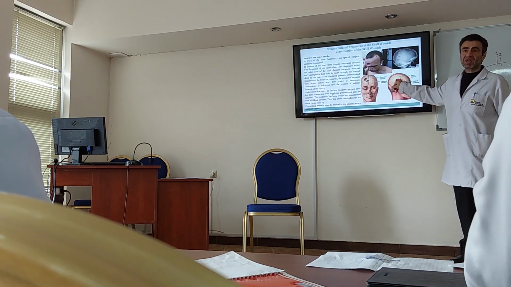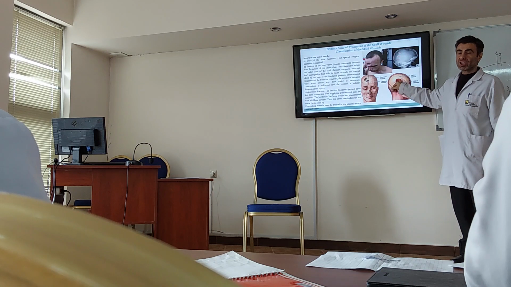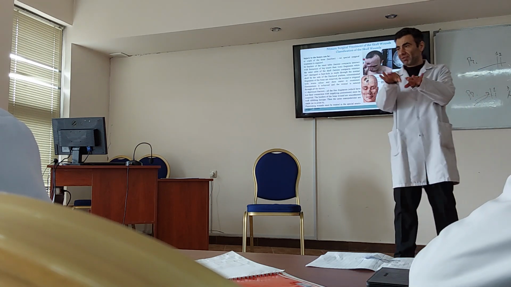And you see, for example, by X-ray that there are line-shaped fractures. You don't see dislocation of the fragments. They are located at the same level. This kind of fracture we call hairline fracture. Type number 1.